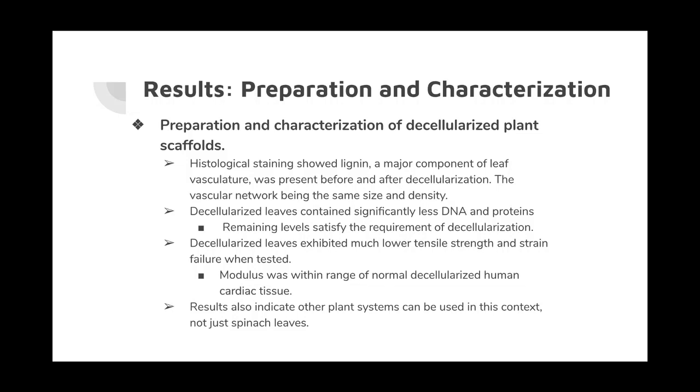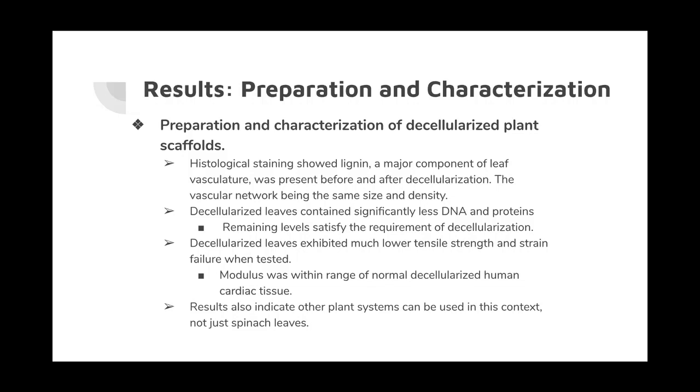Additionally, the mechanical properties of the decellularized tissue were analyzed. These results showed that there was a lower tensile strain and stress failure during uniaxial mechanical analysis. The modulus of this material was also found, and it was found to be 0.3 megapascals. This is within the range for normal decellularized human cardiac tissue.